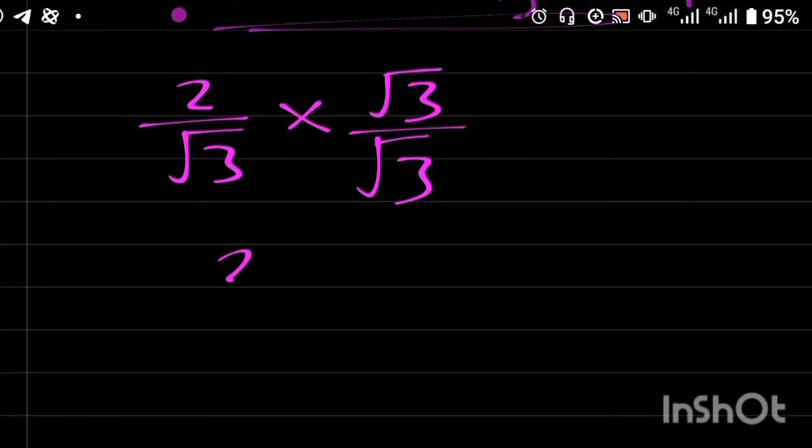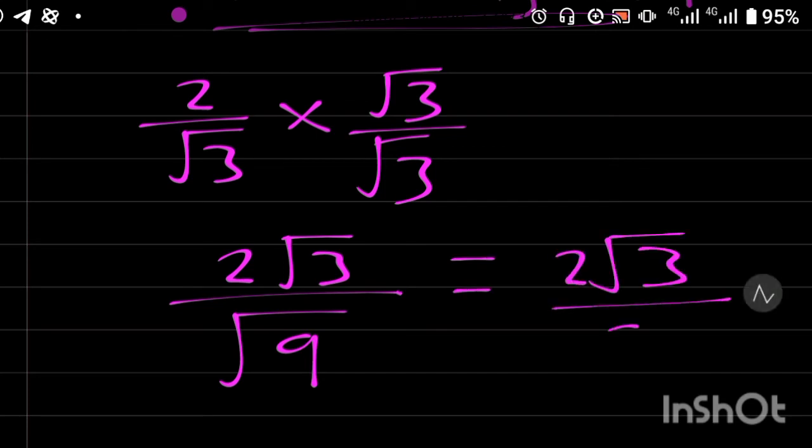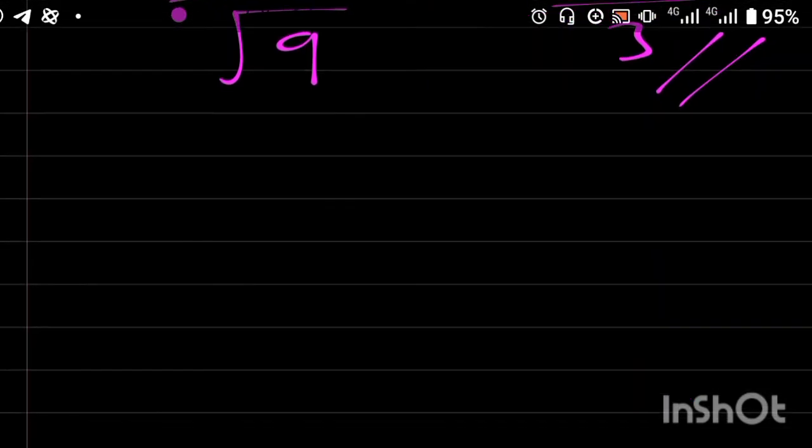Therefore, I'm going to have what? 2 root 3 over root 3 times root 3 is actually what? Root 9. Square root of 9 is 3. 2 root 3 over what? 3. That is the correct answer. So we have rationalized that. Let's take one more example on rationalization.